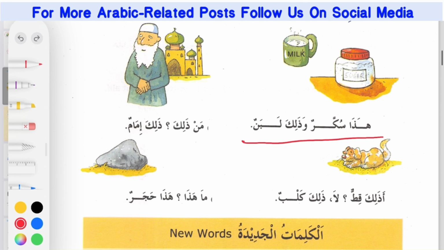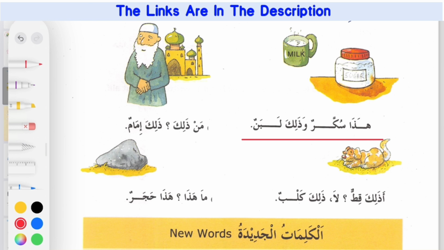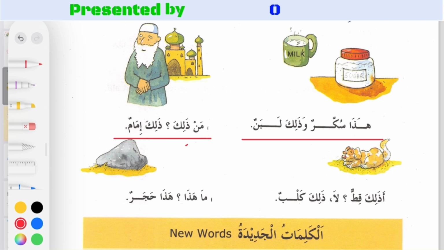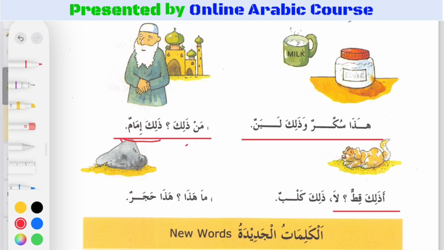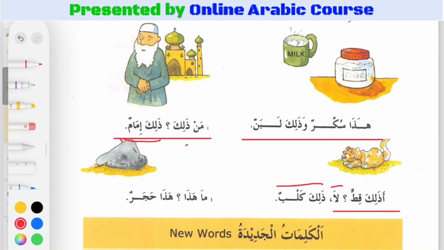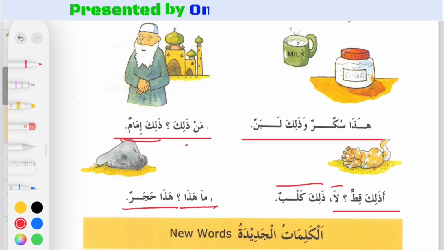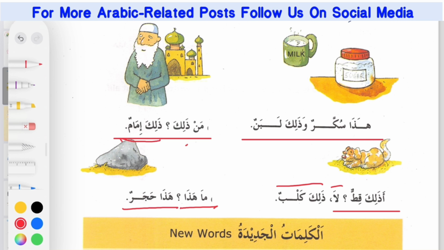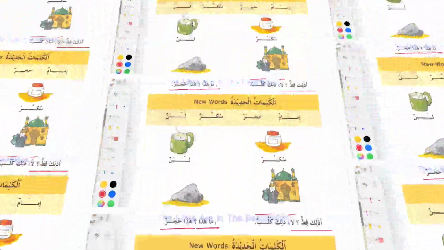So the first sentence is هذا سكر وذلك لبن. This is sugar and that is milk. من ذلك؟ ذلك إمام. Who is that? That is an imam. أذلك قط؟ Is that a cat? لا, ذلك كلب. No, that is a dog. ما هذا؟ هذا حجر. What is this? What is this? هذا حجر. This is a stone.